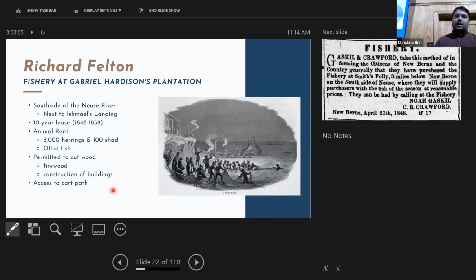Richard Felton was renting land right next door to Elijah Felton. Same sort of deal there. Same sort of access to firewood and ability to build buildings and access cart paths, that sort of thing.